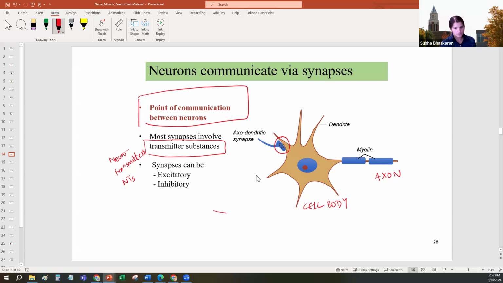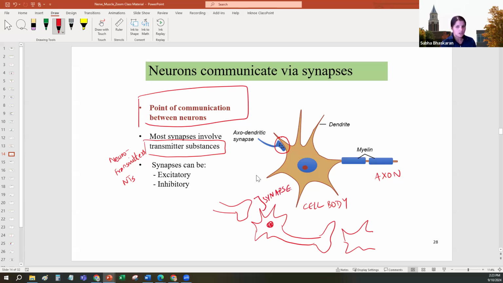So let's say you have the axon. Then you have this dendrite, right? And this is an axon. Then you have the dendrites. You see this? This is the connection. So this gets going, and this is the synapse.